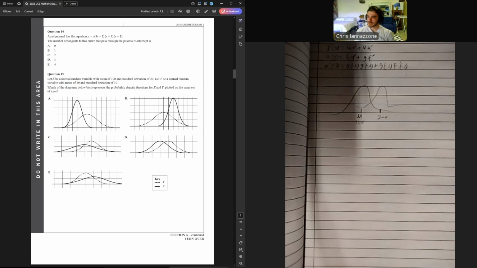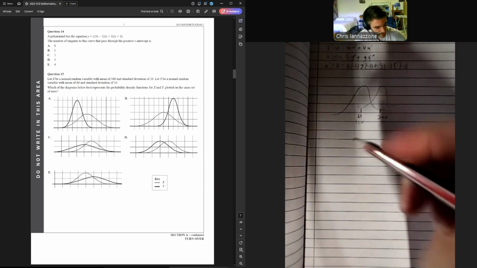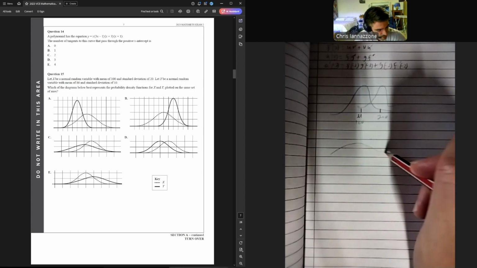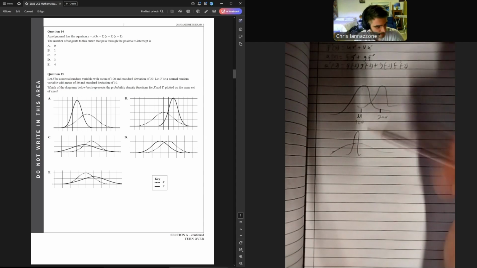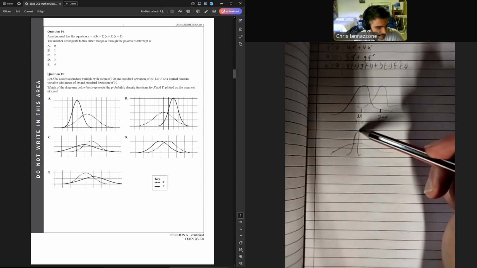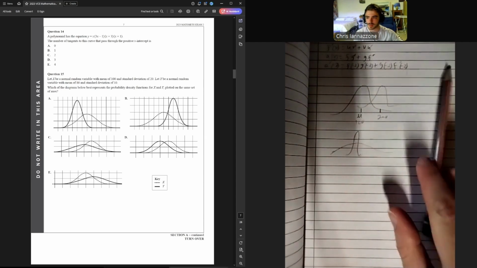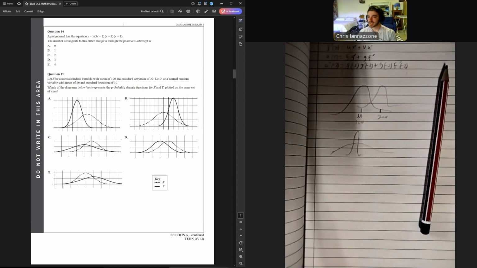But the next thing to consider is, well, the standard deviation. What does that do? Well, standard deviation is a measure of spread. The larger your standard deviation is, the more spread out it's going to be. So this is what a large standard deviation would look like. This is what a small standard deviation would look like. Right? Smaller standard deviation, the more concentrated the probability, the taller the curve. So if x has a standard deviation of 20 and y has a standard deviation of 10, then we expect x to be flatter and smaller than y.